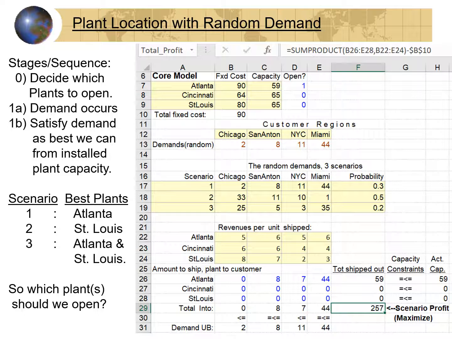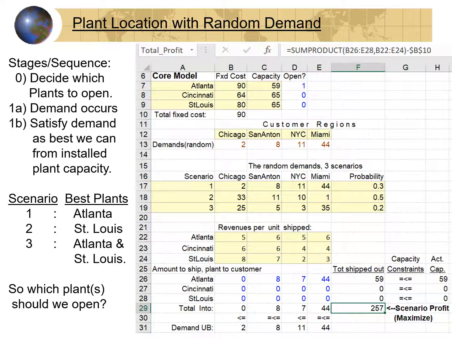So we've got some fixed costs and capacities, and then we have some decision variables, which are 0 or 1. In column D up at the top, we've plugged in a decision of 1. So this corresponds to the situation where we have the plant in Atlanta open, but the plants in Cincinnati and St. Louis are not open. They're closed. Row 13 is a placeholder for whatever scenario happens to occur, and the actual list of possible scenarios is down in rows 17, 18, and 19.